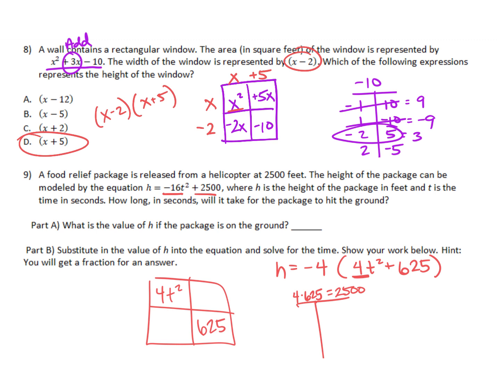The trick is I know that there's no middle term here. So I know that they have to add up to 0.